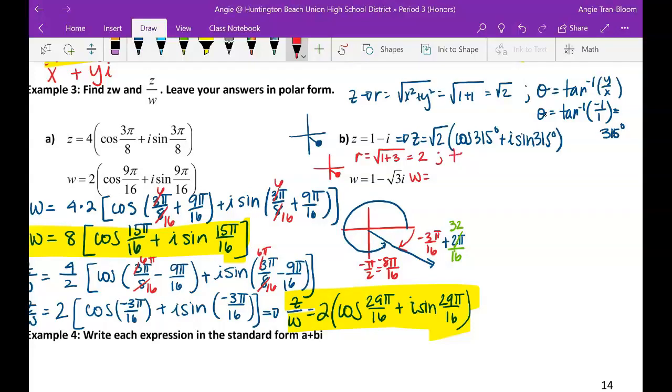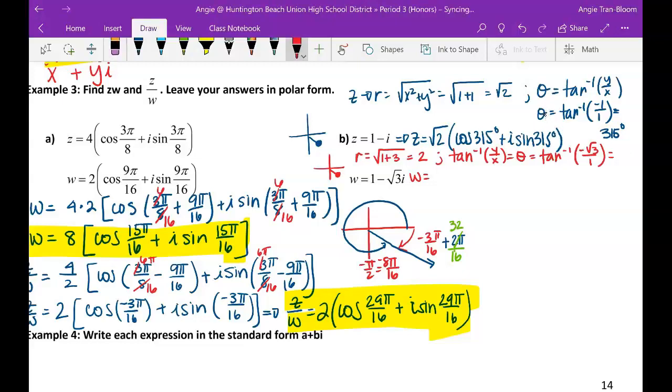I will now attempt to find theta. Theta is always tangent inverse of y divided by x. So tangent inverse of y is negative rad 3, x is 1. We're in quadrant number 4. If you put this in your calculator, it would give you a negative answer, a -60. But we can't have a negative angle for theta. So we're going to go the other way around.